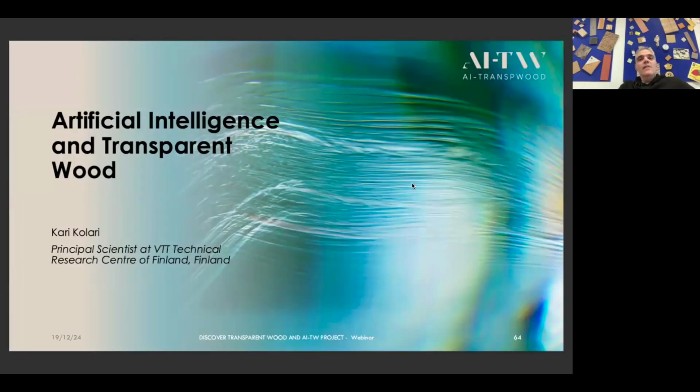We can go on. You heard that the transparent wood is within a project that is AI-driven. So let's have a closer look at artificial intelligence and the possible potential interactions with transparent wood. So this part will be presented by Kari Kolari from VTT, Finland. Kari, the virtual desk is yours.